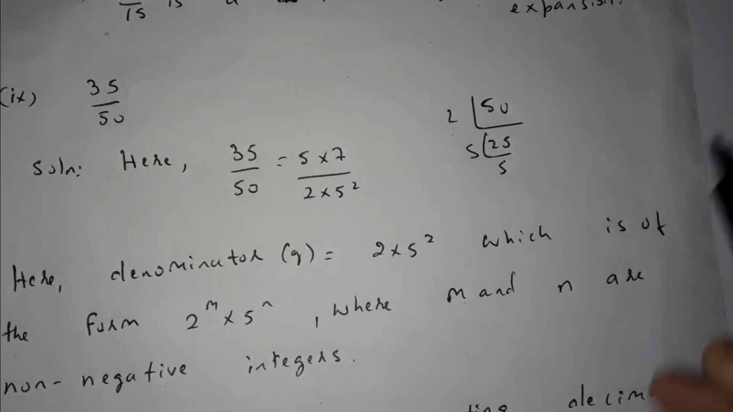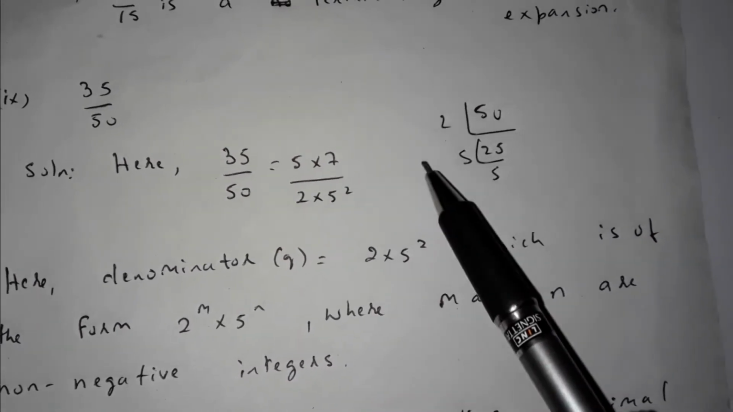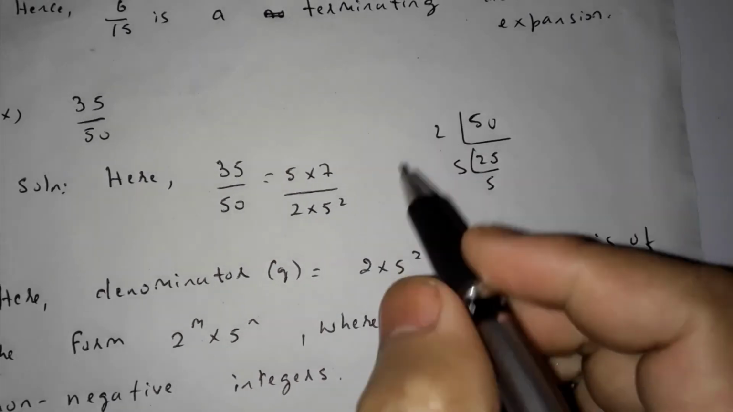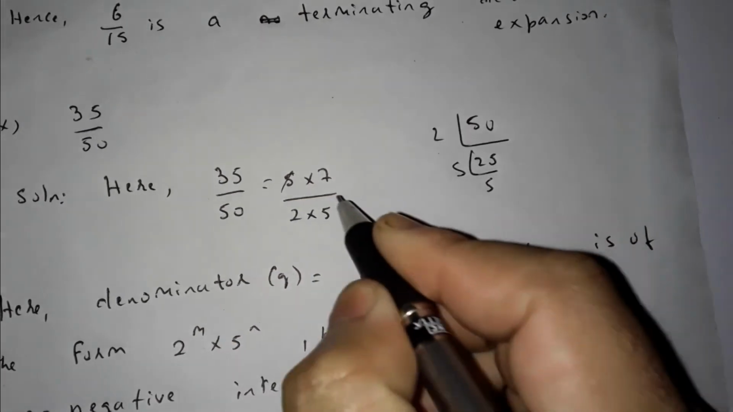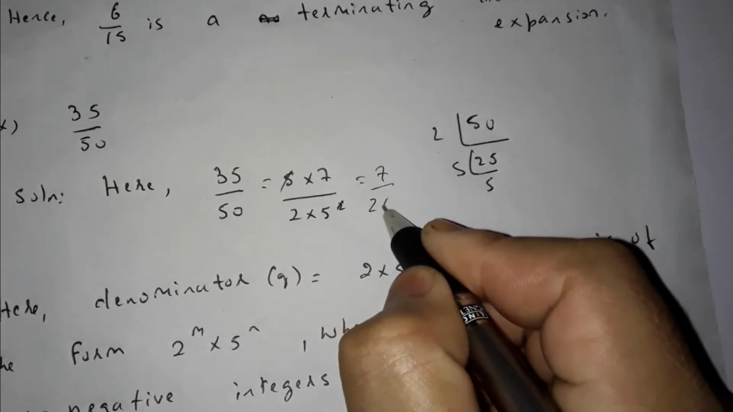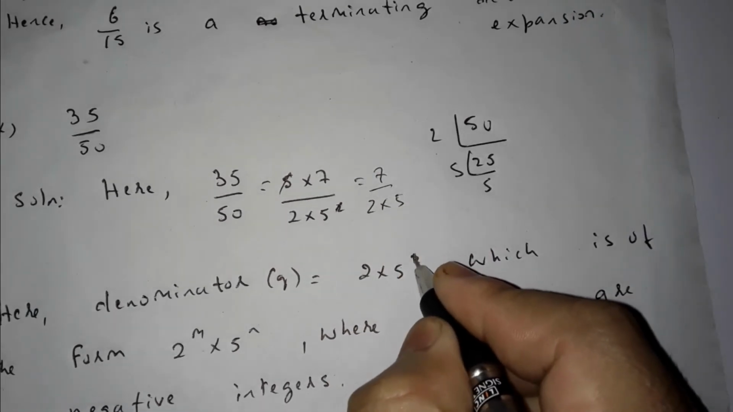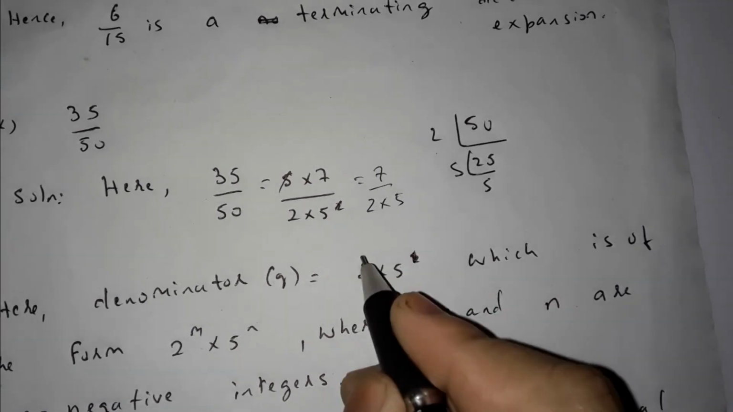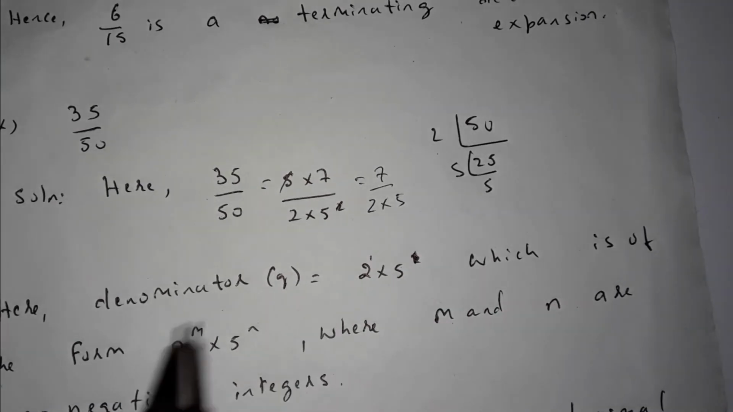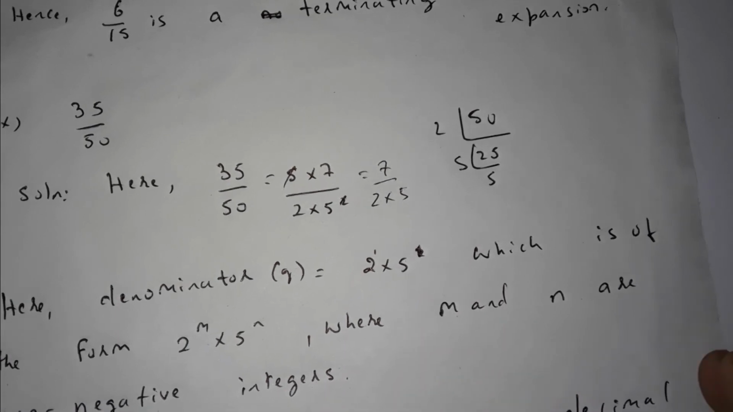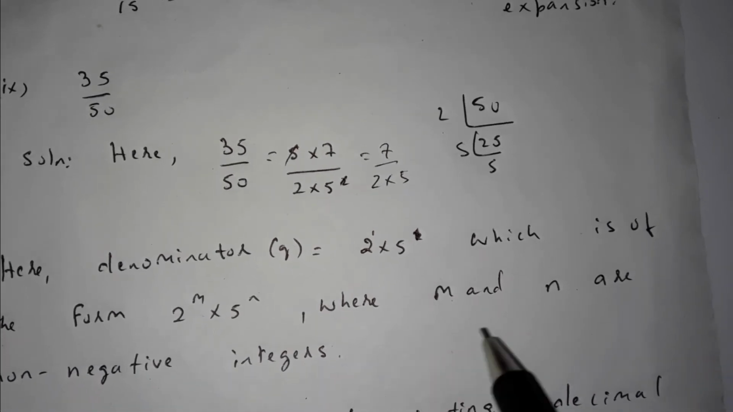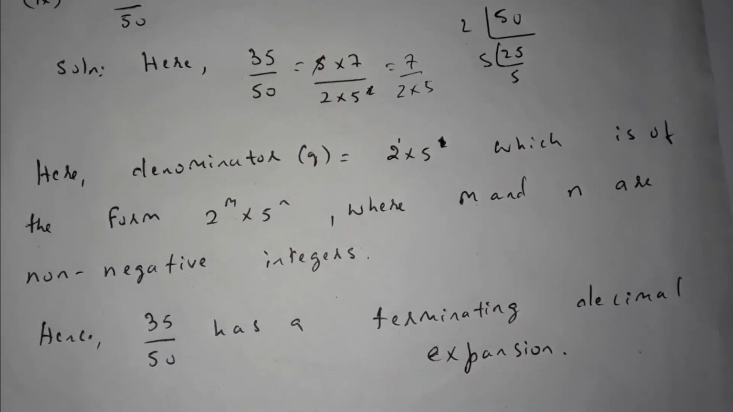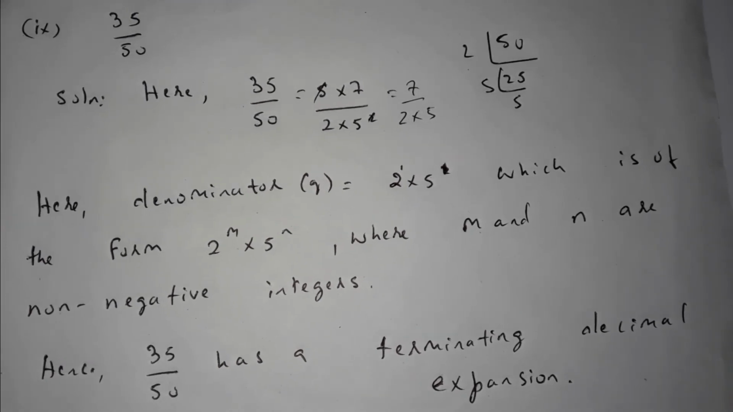Number 9. 35 by 50. 35 is 5 into 7, and 50 is 2 into 5 square. This also you can cancel, isn't it? One 5 cancels, so it becomes 7 by 2 into 5. So this is 2 to the power 1 into 5 to the power 1. This is of the form 2^m into 5^n, where m and n are non-negative integers. Hence 35 by 50 has a terminating decimal expansion. With this we completed number 1.